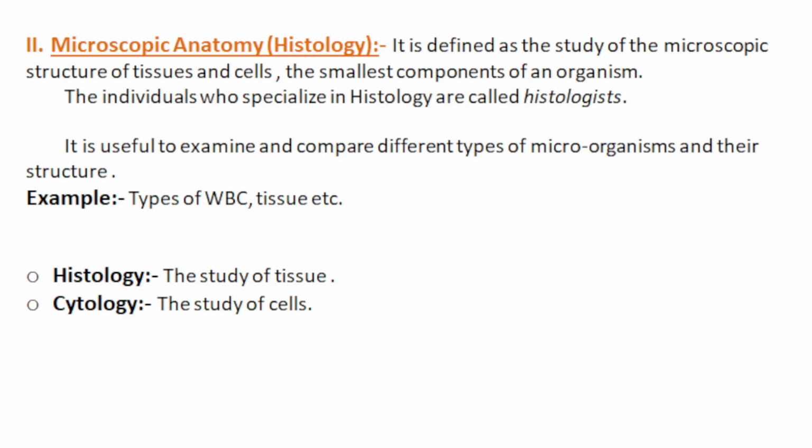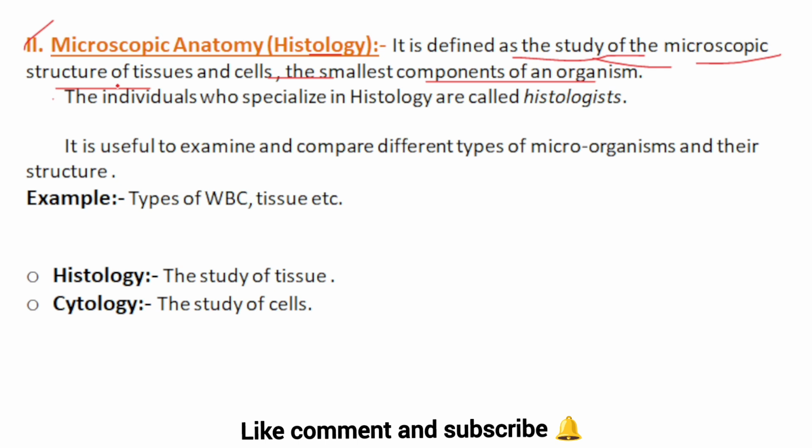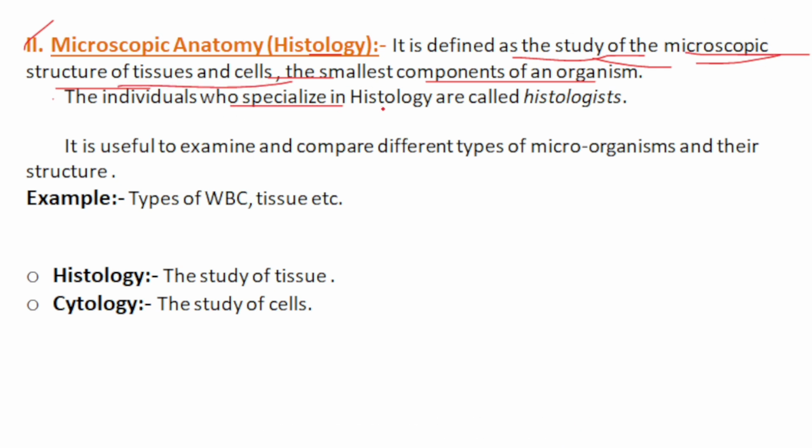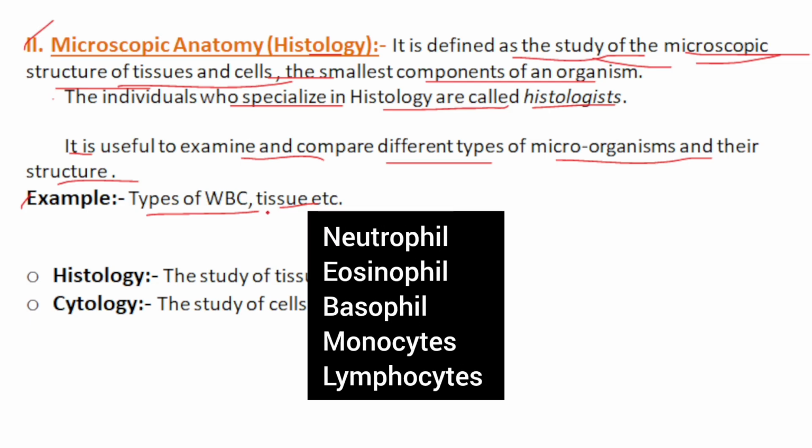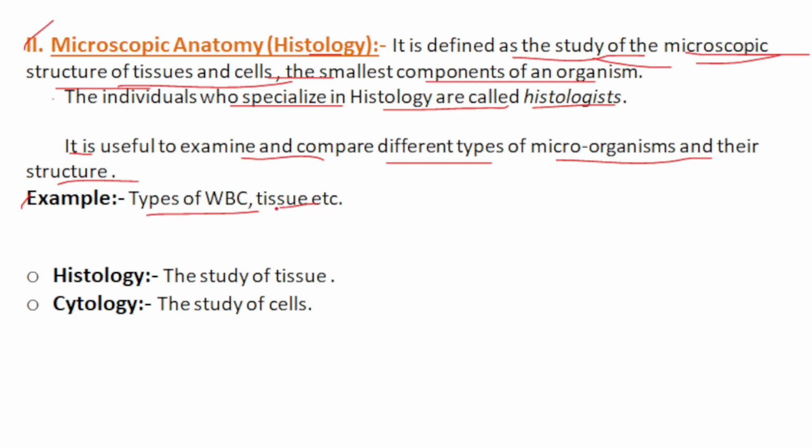And the second type of anatomy is microscopic anatomy. It is also called histology. It is defined as the study of the microscopic structure of a tissue or the cells, which is the smallest part of an organism. So in histology or microscopic anatomy, it is discussed about any tissue or the cells that we can observe under a microscope. Then the individuals who specialize in histology are called histologists. It is also useful to examine or compare different types of microorganisms and their structure. For example, different types of WBC like neutrophil, basophil, eosinophil, monocyte, lymphocyte, and tissues of the body.